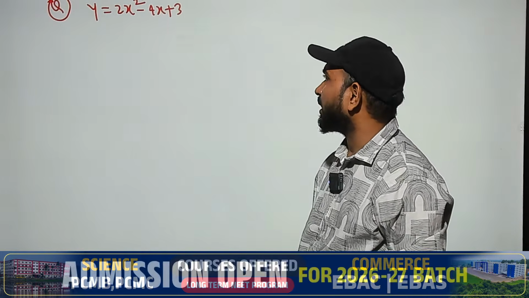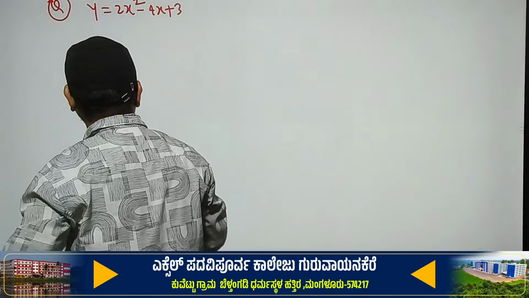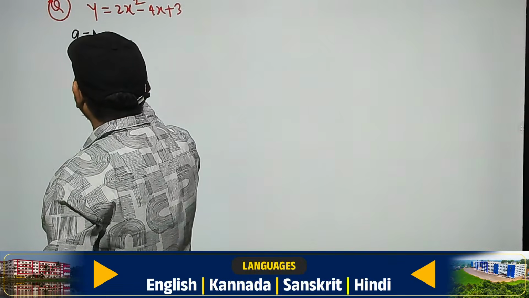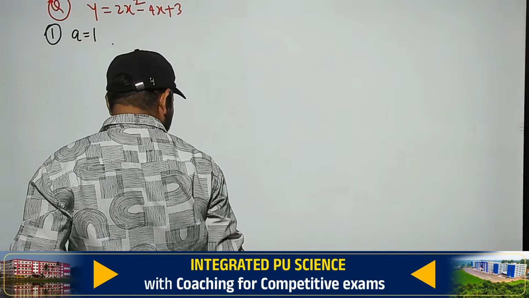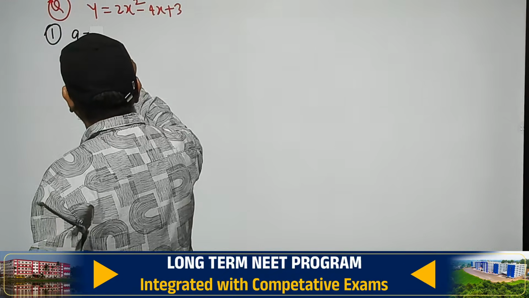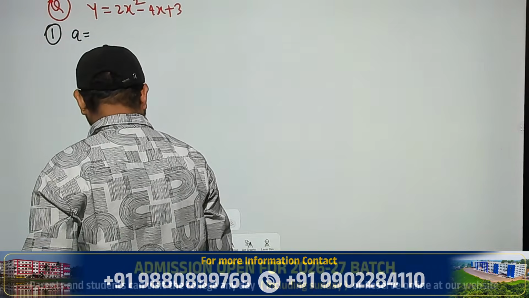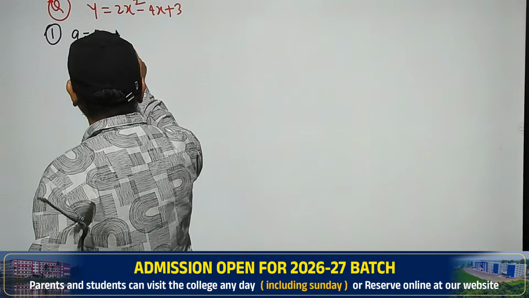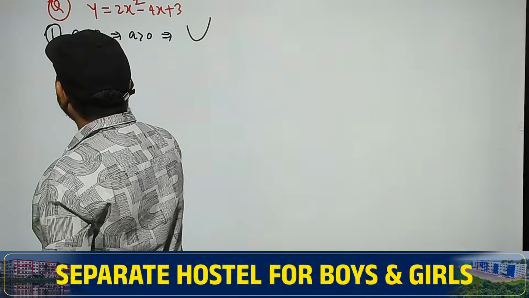Yes, upward parabola, correct. So what is this basically here in this question? This a is equal to what? First step: a is equal to 2. So this 2 means a is positive. It means upward parabola. Okay.